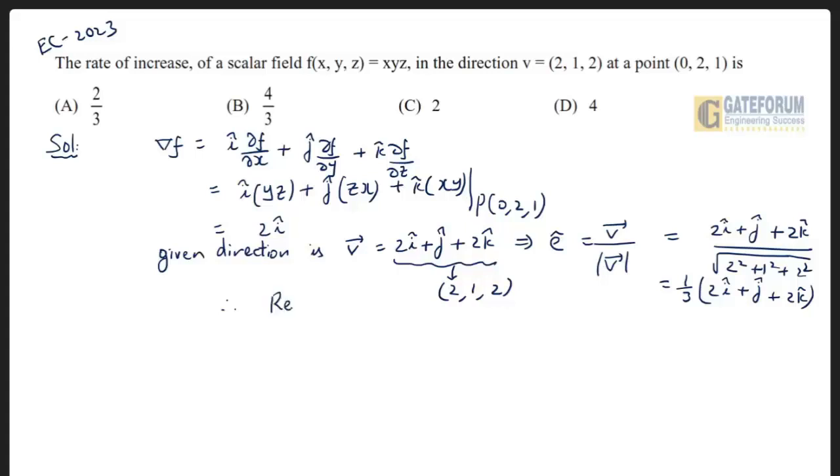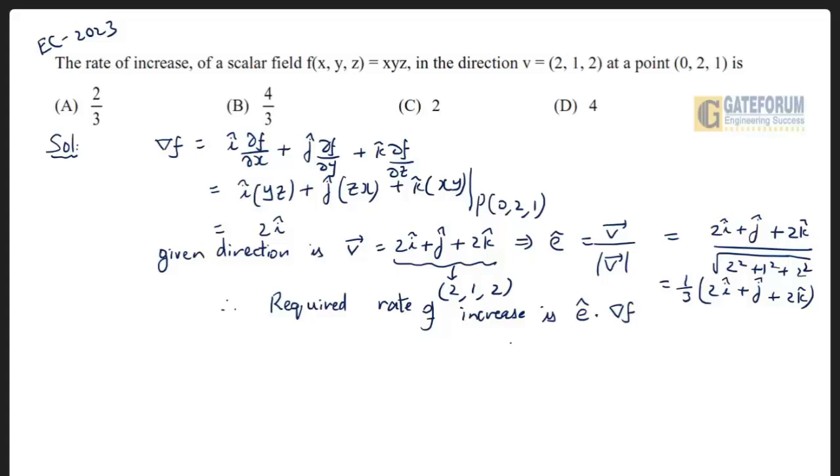Now, therefore, the required directional derivative, or what they ask directly, the required rate of increase. That means the rate of increase of a scalar field f in the direction v equal to (2, 1, 2). Instead of writing this sentence, I can say required rate of increase. So this is e cap dot del f, which is exactly the directional derivative they asked.